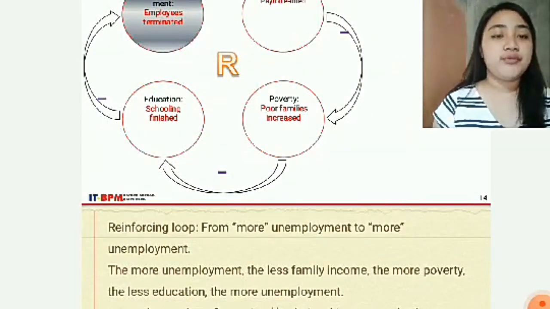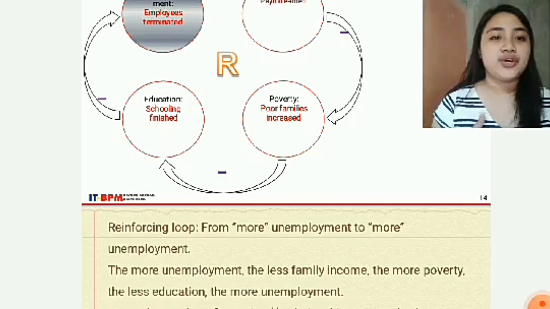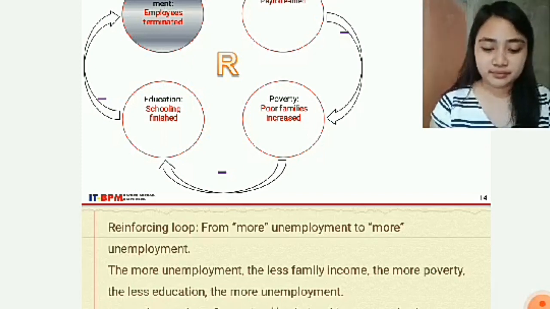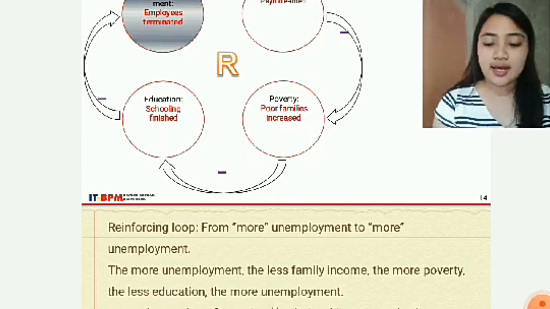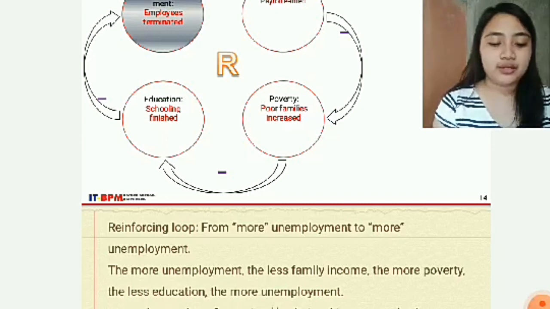Reinforcing loop, from more unemployment to more unemployment. The more unemployment, the less family income, the more poverty, the less education, the more unemployment. Moreover, unemployment can cause subsequent payment dues affecting many of our living costs for current, food, water, and more. The inability of a person to meet his or her demands and needs will therefore lead to a decrease in livelihood, hence the poverty.